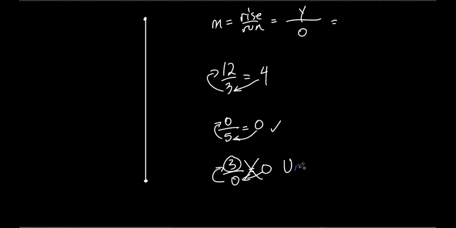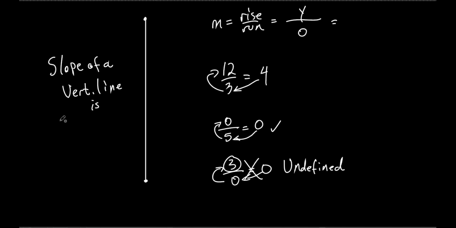A lot of times we use the word undefined. You could use empty set. It's fine. But a lot of times they'll use this word, undefined. All right, it's just a nice, easy word that we can use to say that you can't do this. You can't divide by 0. So what is the slope of a vertical line? It's undefined. The slope of a vertical line is undefined.